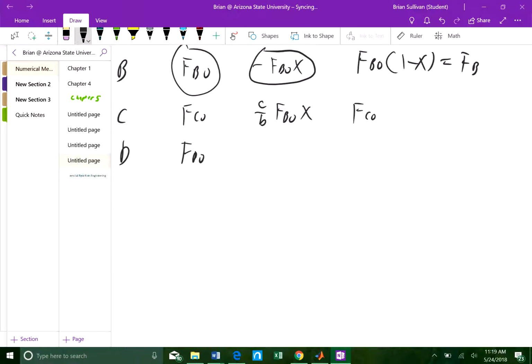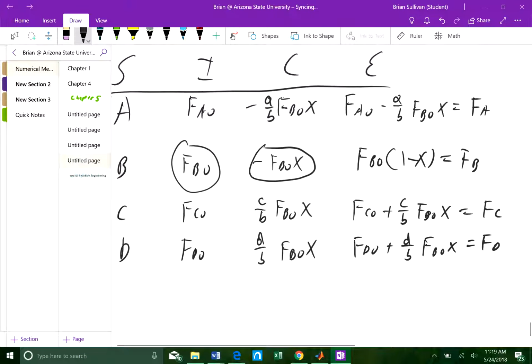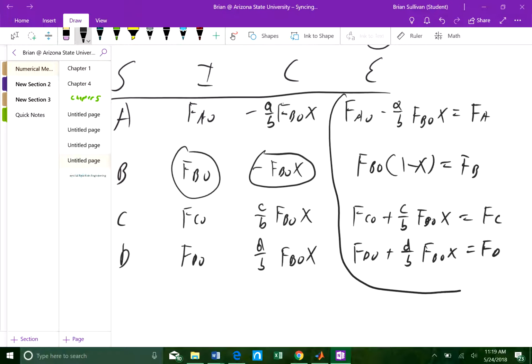So then here you get FcO plus C over B, FbO, X, right? And that's going to be equal to Fc coming out of the reactor. And same thing for this guy. All right? So then this would be FdO plus D over B, FbO, X equals Fd. So now, if you look at it, you've got equations for Fa, Fb, Fc, and Fd in terms of initial conditions, stoichiometric coefficients, and conversion.